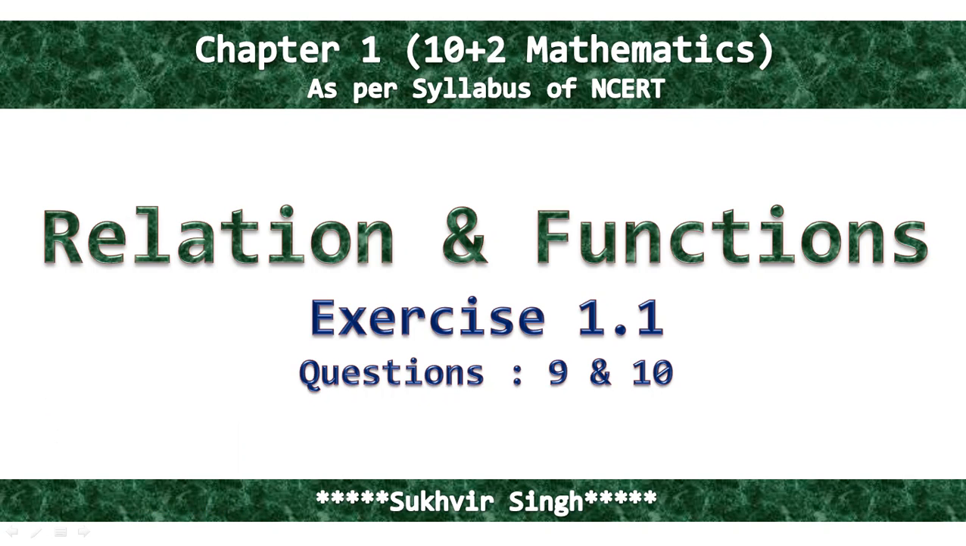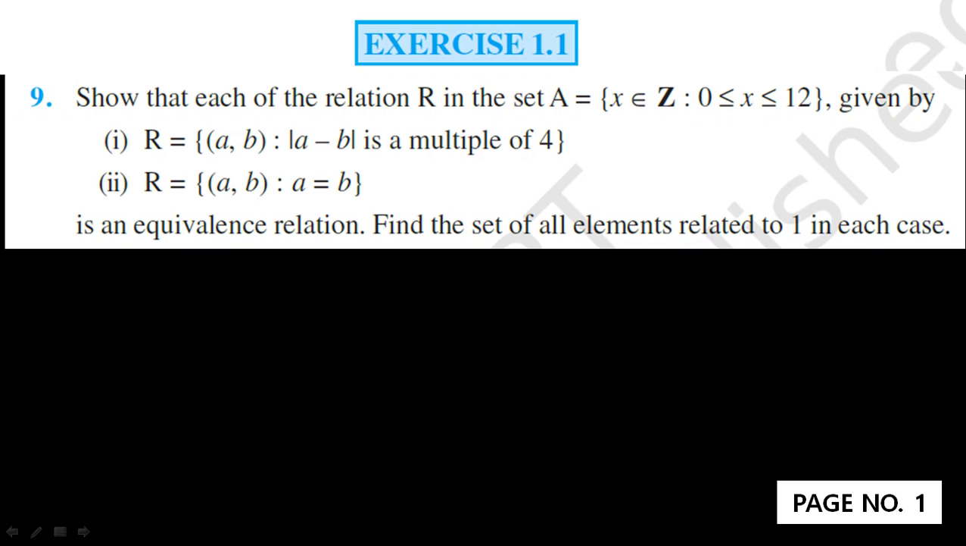I am going to discuss question number 9 and 10 of exercise 1.1 today. This one is question number 9. First of all, let us understand the statement. In the statement, set A is given to you. Elements are 0, 1, 2, 3, 4, 5, 6, 7, 8, 9, 10, 11 and 12. From 0 to 12 elements are there.